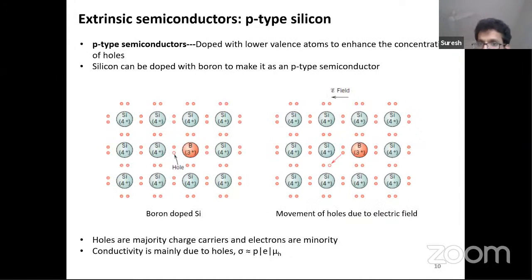But if you take a p-type semiconductor, you can dope the silicon with boron, right? Boron has a valency of 3. So when you dope the silicon with boron, you have, let's say, a hole, because the electron is missing here. This hole can now move under the influence of an electric field from one place to another place. So the movement of the hole charge carriers now leads to conductivity. Okay, so here the majority charge carriers are holes. That's why it is called a p-type semiconductor.